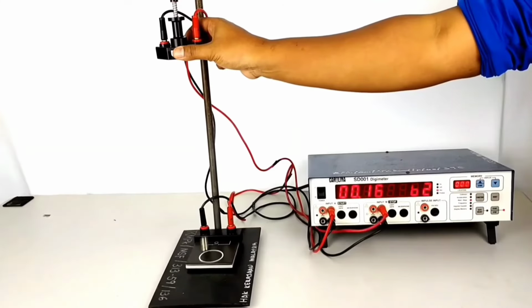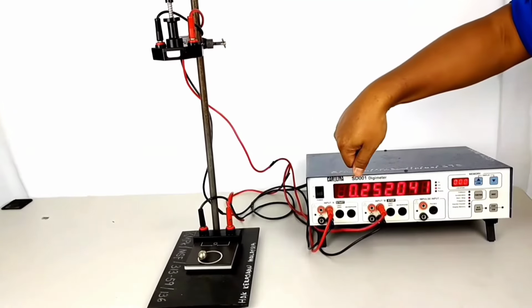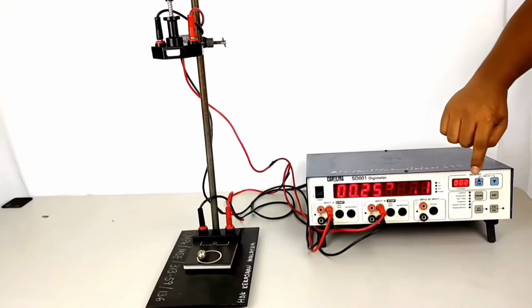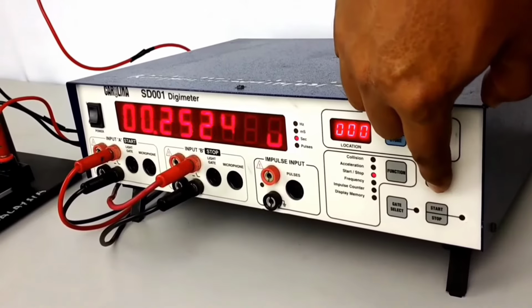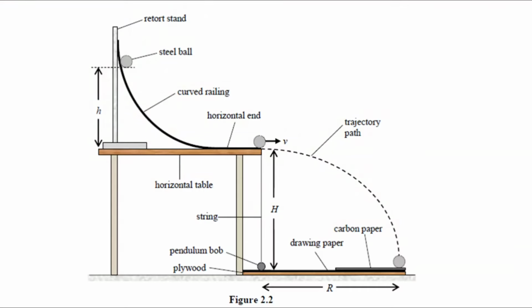For each height, you are going to repeat the experiment at least twice and record the observation in the table. That is it for this experiment. Thank you for your attention.